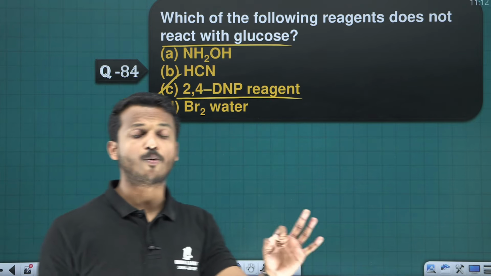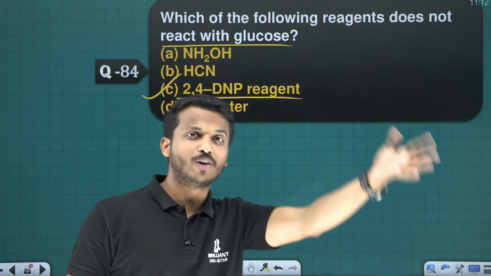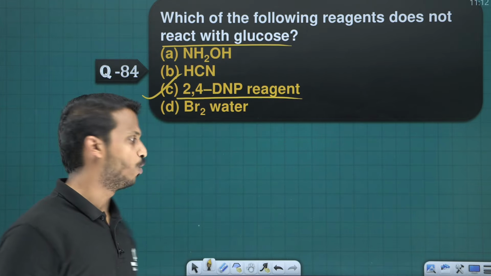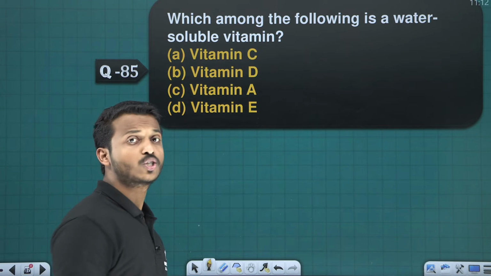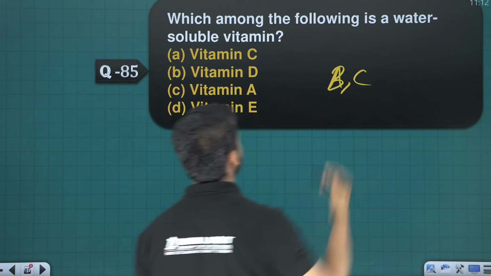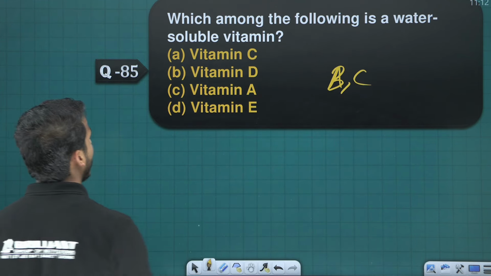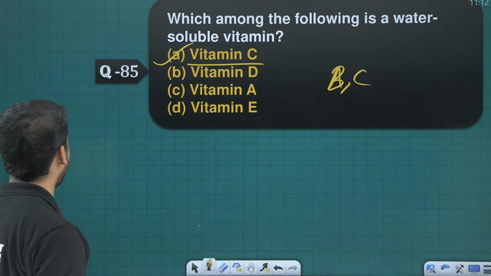Glucose does not respond to the 2,4-DNP test because, when converted to the cyclic form, the aldehyde group does not remain. Which among the following is a water-soluble vitamin? Vitamin B and C. Vitamin C.